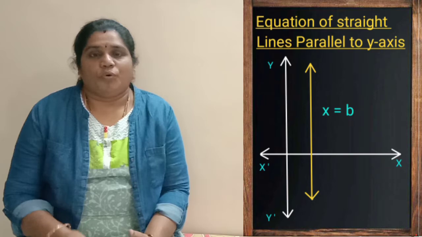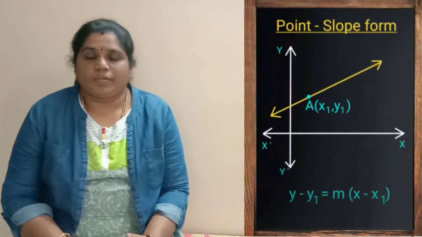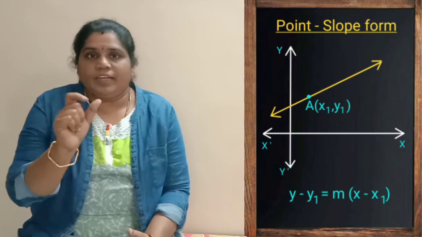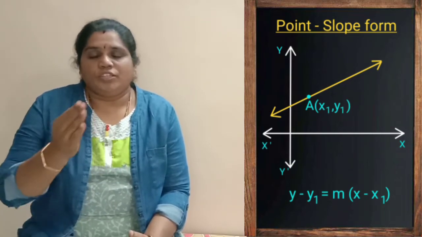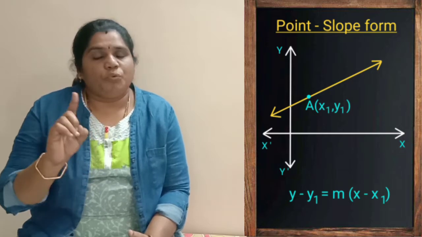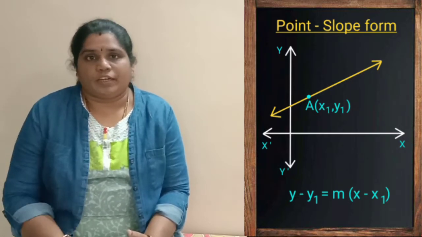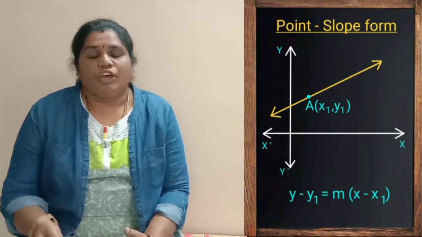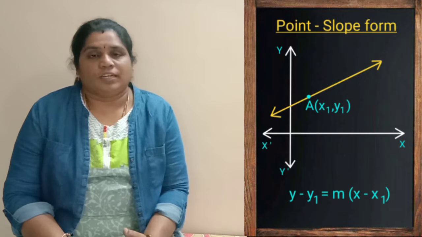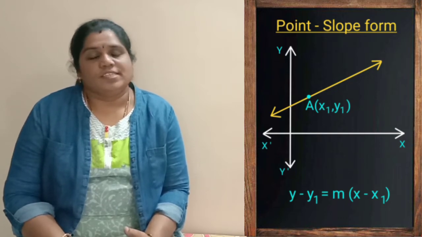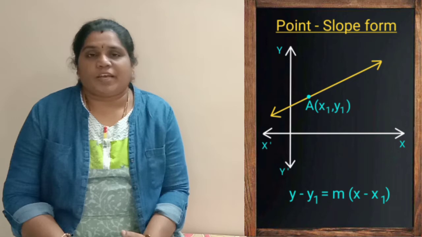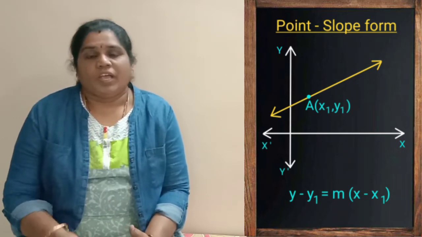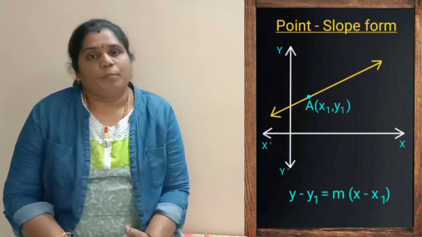Okay, fine. Now we are moving on to the 3 types. First one is point slope form. In the heading itself, it is clear: point slope form. That means they will give you one point and the slope of the line. Once they give you the point and the slope of the line, you may use the equation y minus y1 is equal to m of x minus x1. Here m is the slope and x1, y1 is the point.